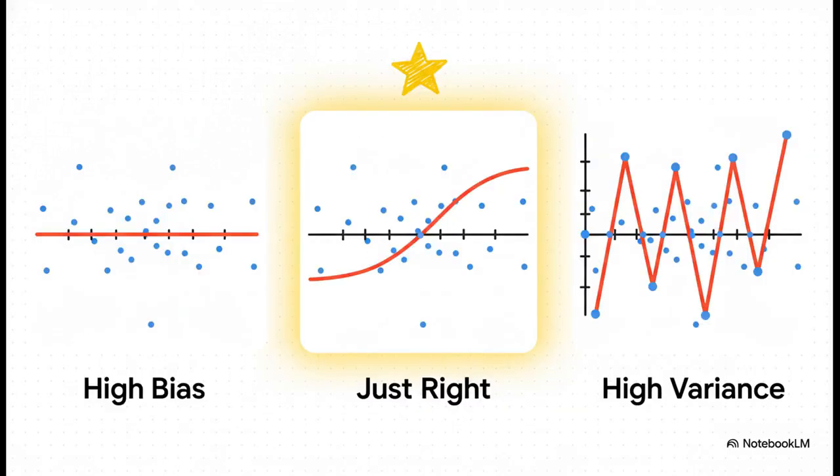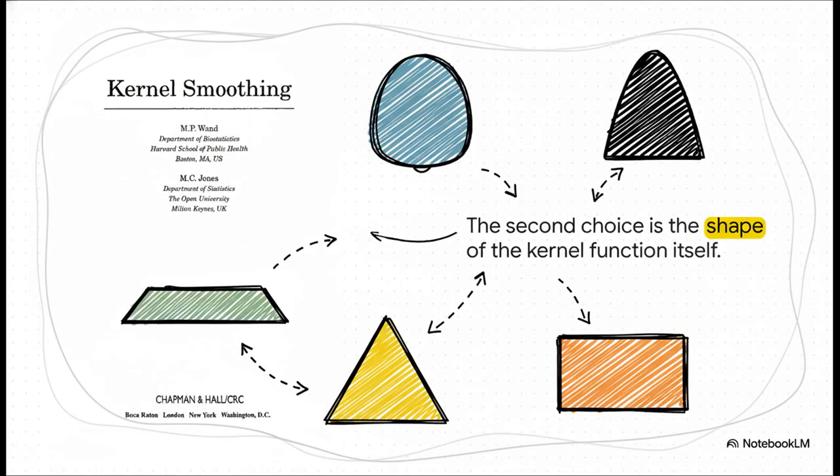So you can see, choosing the right bandwidth is a total Goldilocks problem. You can't be too wide because that gives you high bias. You're hiding the real story. But you can't be too narrow either because that gives you high variance. You're just chasing the noise. You have to find that sweet spot that is just right. All right, so that's bandwidth. Super, super important.